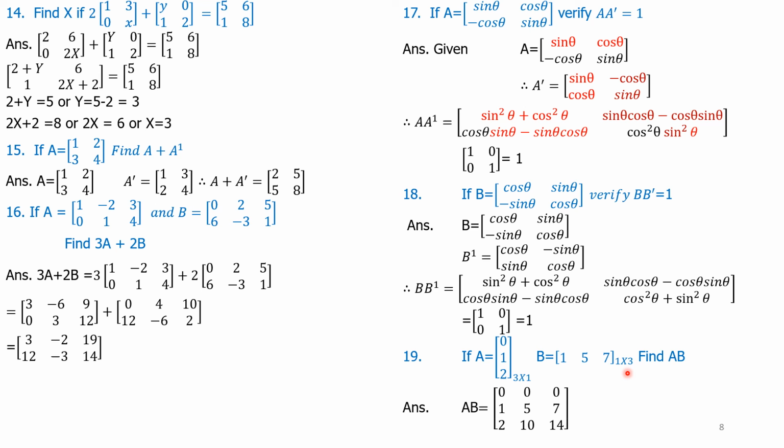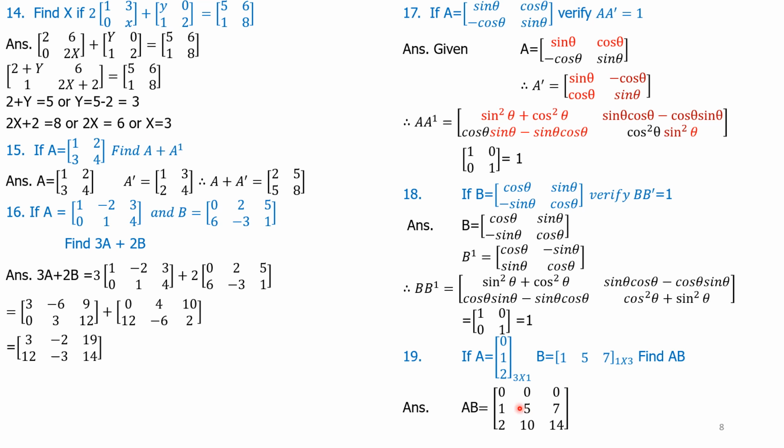Let us do it. So 0 into 1, that is 0. First row is 0 into 1, 0 into 5, 0 into 7. So all the 3 elements will be 0. And the next row in A is 1. 1 we have to multiply with the 3 columns here. That is 1 into 1, 1 into 5 and 1 into 7.